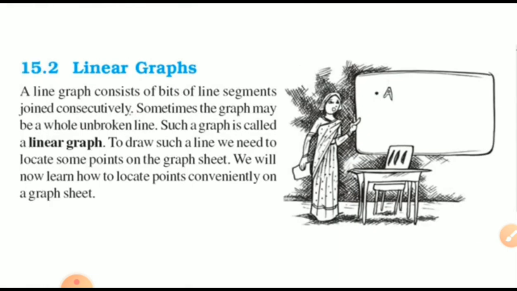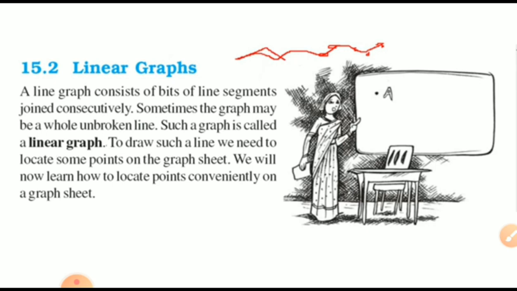Look at your linear graph. My dear student, this is a new one. A line graph consists of bits of line segments joined consecutively. Sometimes the graph may be a whole unbroken line. Such a graph is called a linear graph. To draw such a line, we need to locate some points on the graph sheet. We will now learn how to locate points conveniently on a graph sheet.